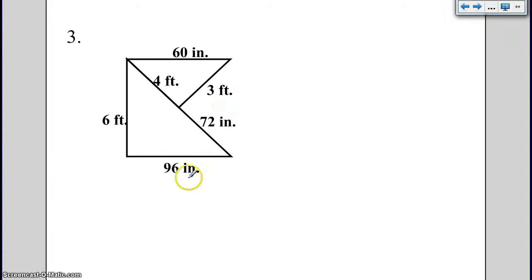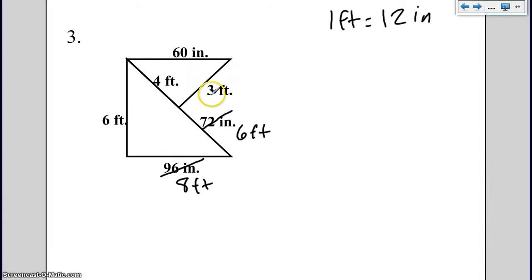Let's try this one. I want you to see that this has inches and this has feet. This has feet, this has feet. So I'm going to change everything to feet first. 96 inches. Well, I know that 1 foot is 12 inches. So 96 divided by 12 gives me 8 feet. 72 inches divided by 12 gives me 6 feet. Oh, 60 divided by 12 is 5 feet.